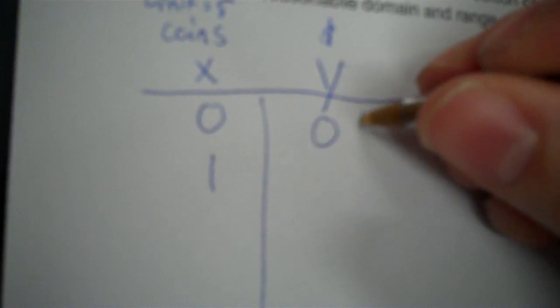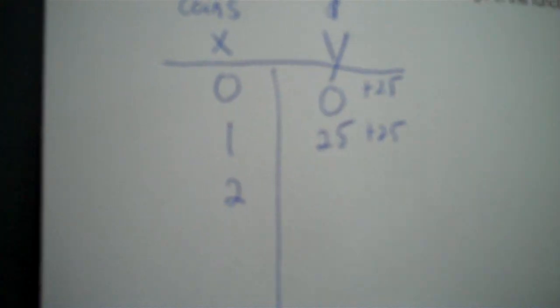Now you're going to start at 0 coins. Now if you don't buy any coins, you're not going to have to pay any money. Don't put 25 there. 25 is for the coins themselves. That's when you start buying the coins. So if I buy 1 coin, I would add $25 to my output. If I buy 2 coins, I would add another $25. If I buy 3 coins, I'd add another $25.